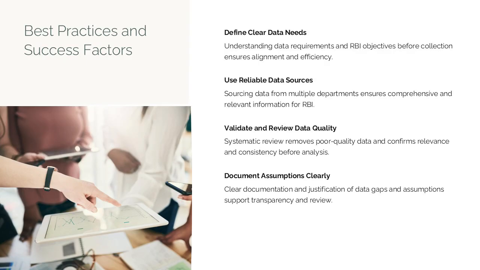Where data gaps exist, assumptions should be clearly documented, justified, and reviewed by qualified personnel. Software-specific data requirements should also be identified early to avoid delays or rework during analysis. In conclusion, effective RBI data collection is achieved through understanding requirements, leveraging the right sources, validating quality, and maintaining clear documentation. These practices enable RBI programs to deliver reliable risk insights, support defensible inspection planning, and contribute to safer and more cost-effective asset integrity management.